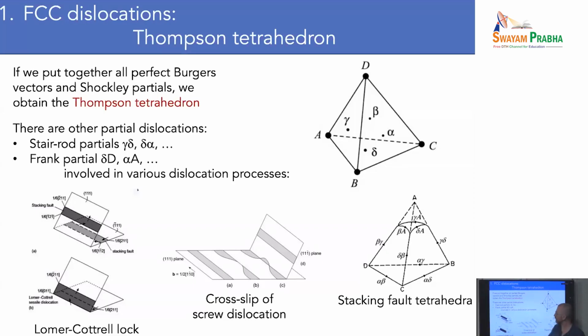Now these stair rods occur in the example I took here. The other very classical example is the so-called Lomer-Cottrell lock, where you have two dissociated dislocations on different 1-1-1 planes. They come in contact, and because of the difference in the dissociation, what forms here is a Lomer-Cottrell lock. It's a very short dislocation segment that forms along the intersection line. Because it's of low energy, this is a strong pinning point for both dislocations. We can talk about it later.